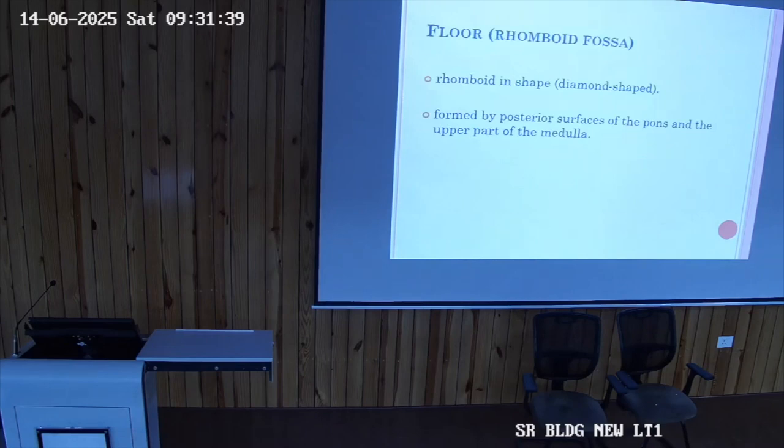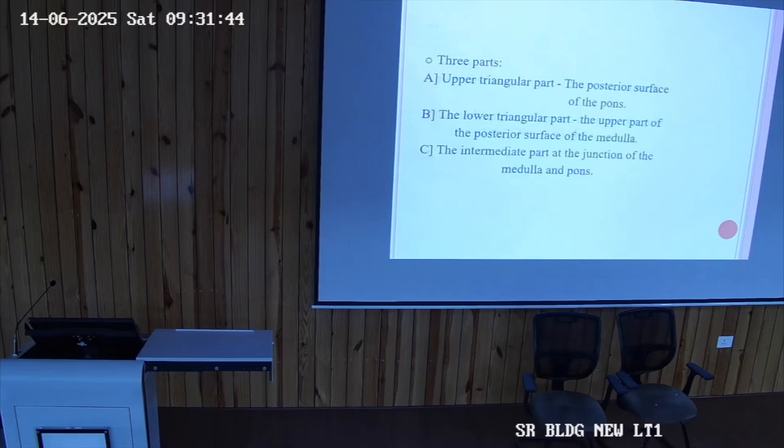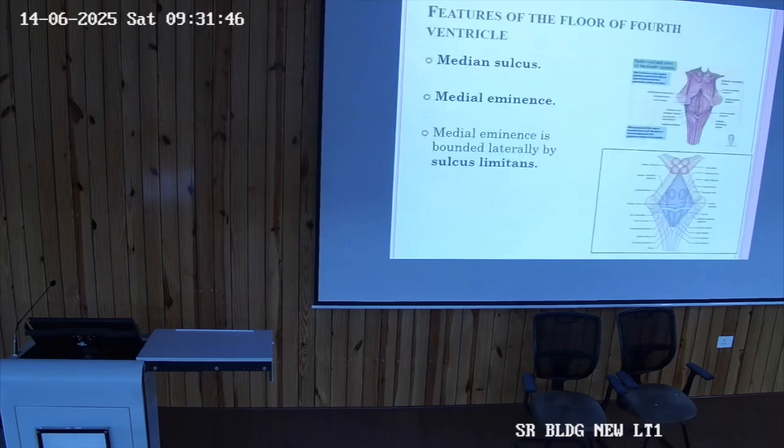So how is the floor? It is rhomboid in shape, formed by the posterior surface of pons and the upper part of the medulla. Along with that there is pontomedullary junction. So what are the sulcus? This one is the median sulcus.